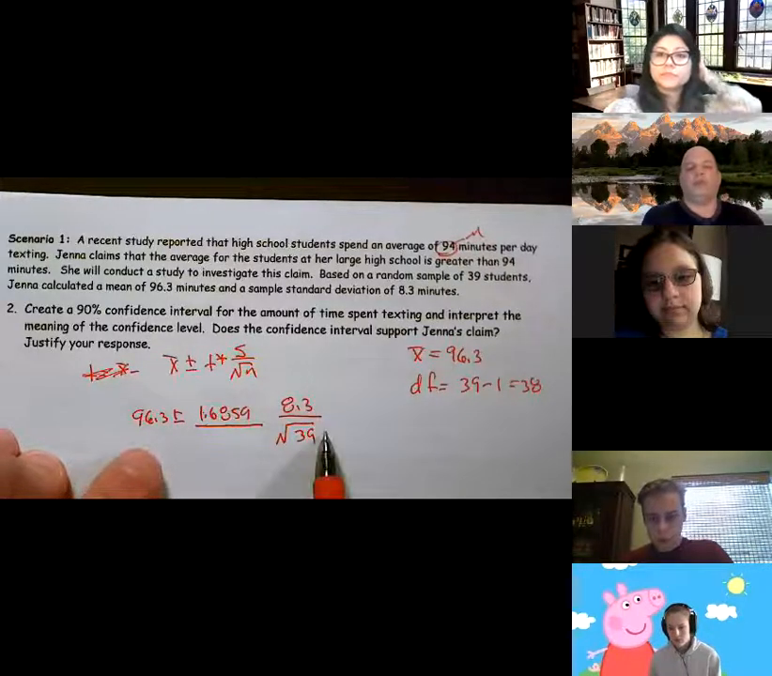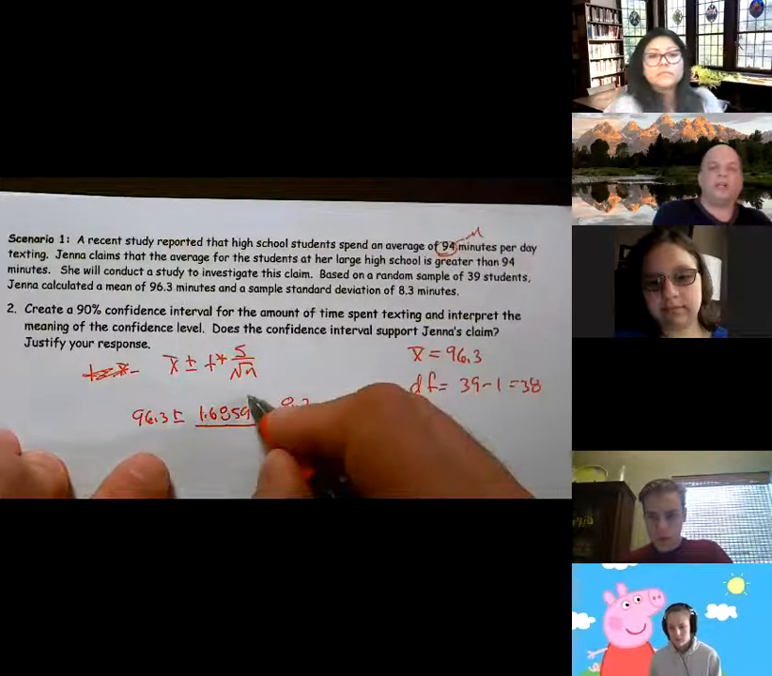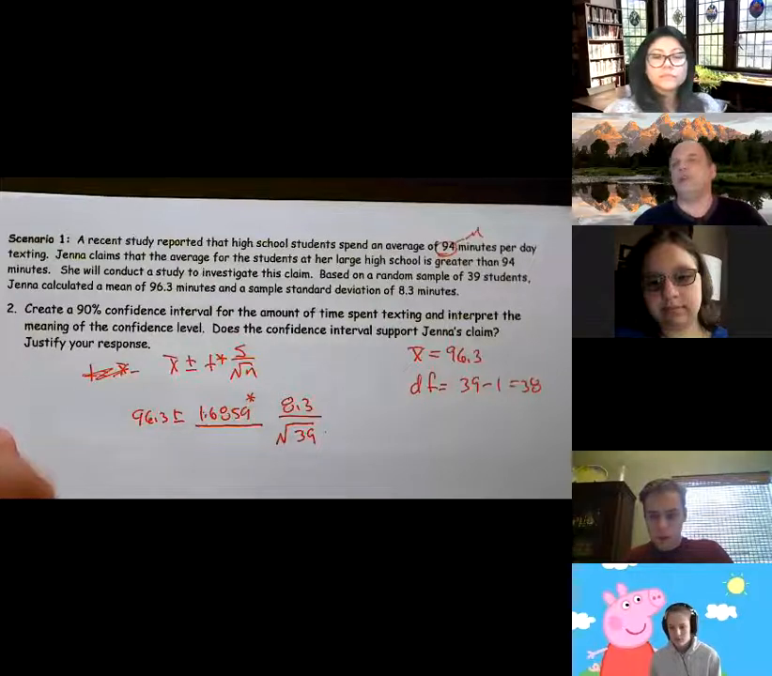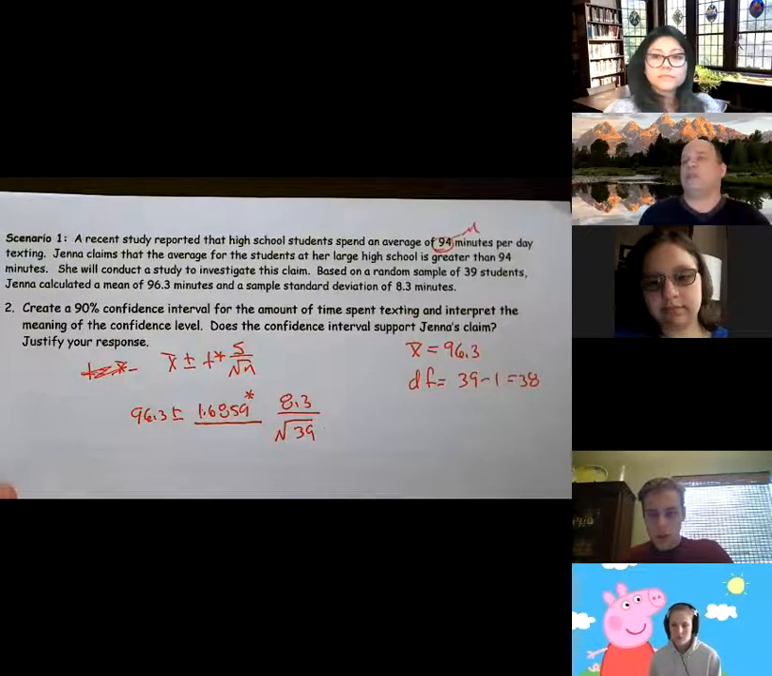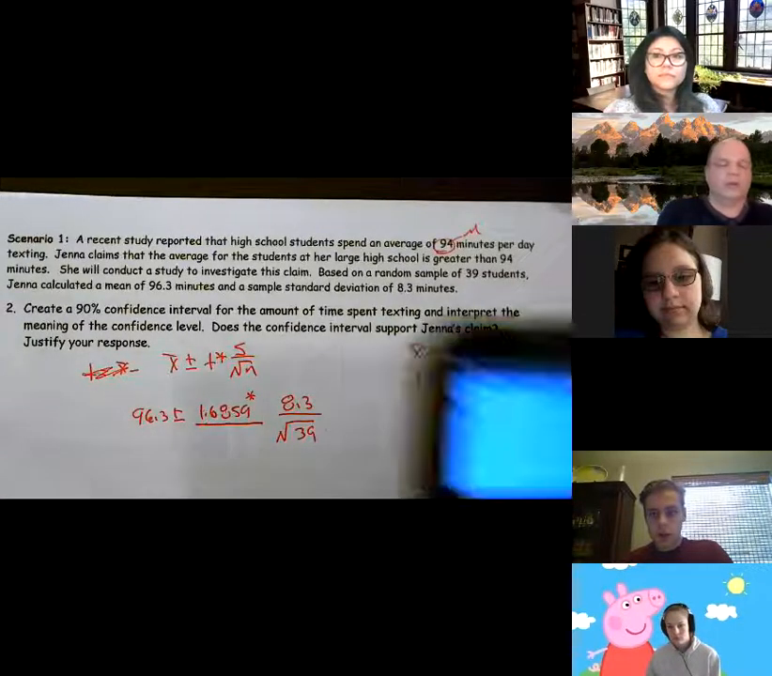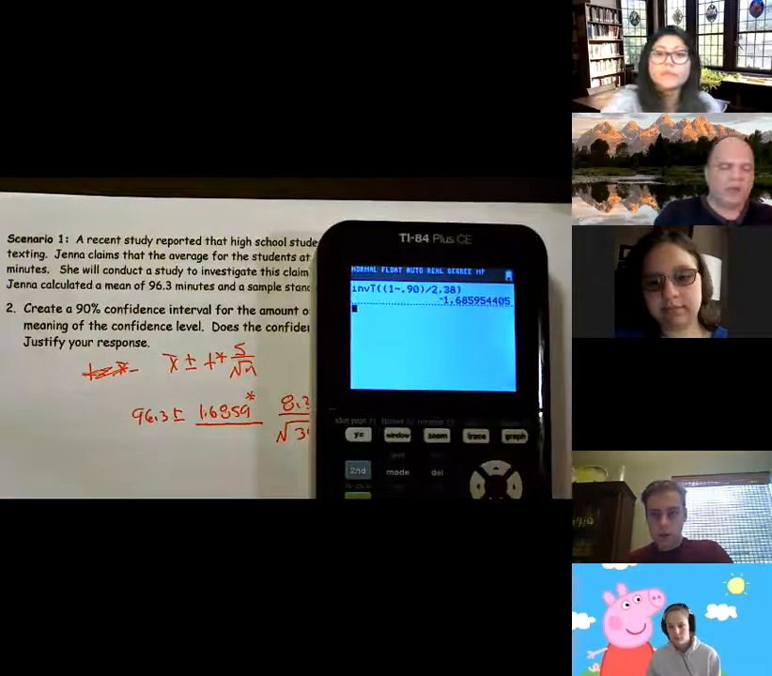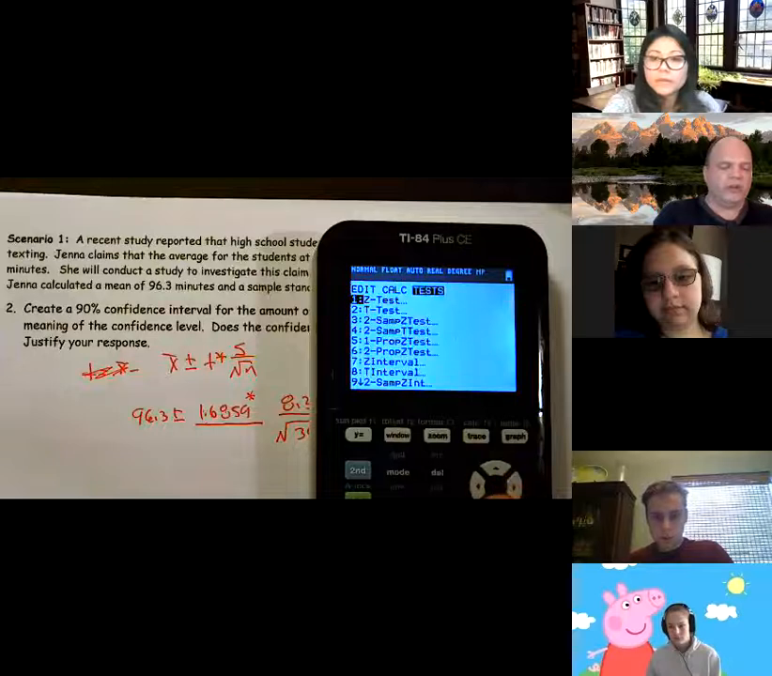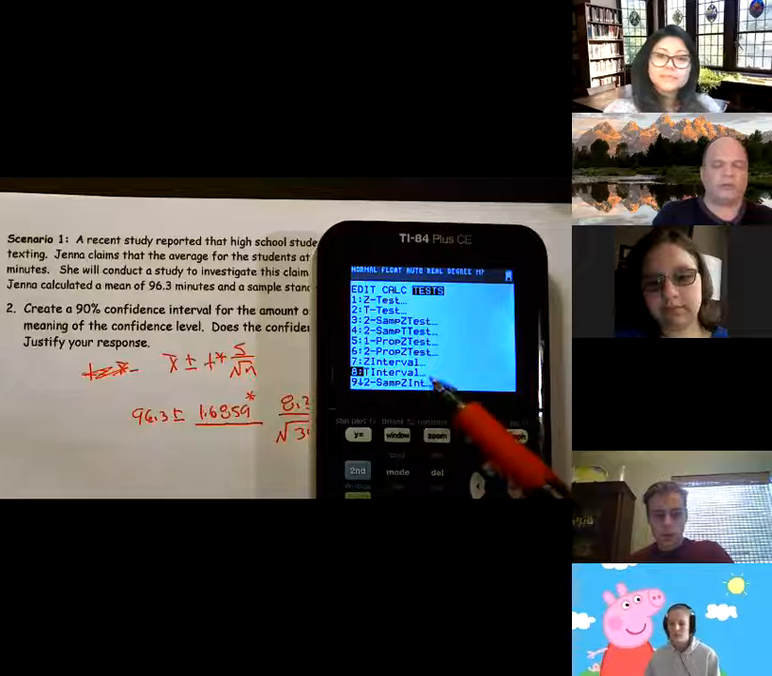You must show this step. You must be able to calculate t star. I know the calculator will jump directly to the interval, but if you can't get that value, you're going to have a problem. You're going to lose a lot of points. So here we go. Stat, Tests, and we're doing a t interval. I'm going to scroll all the way down to number 8, which is TInterval.